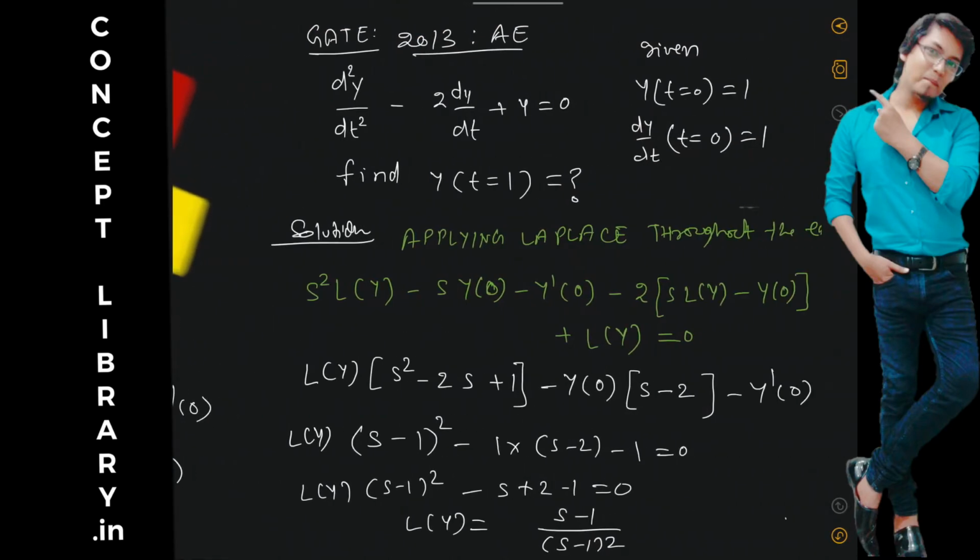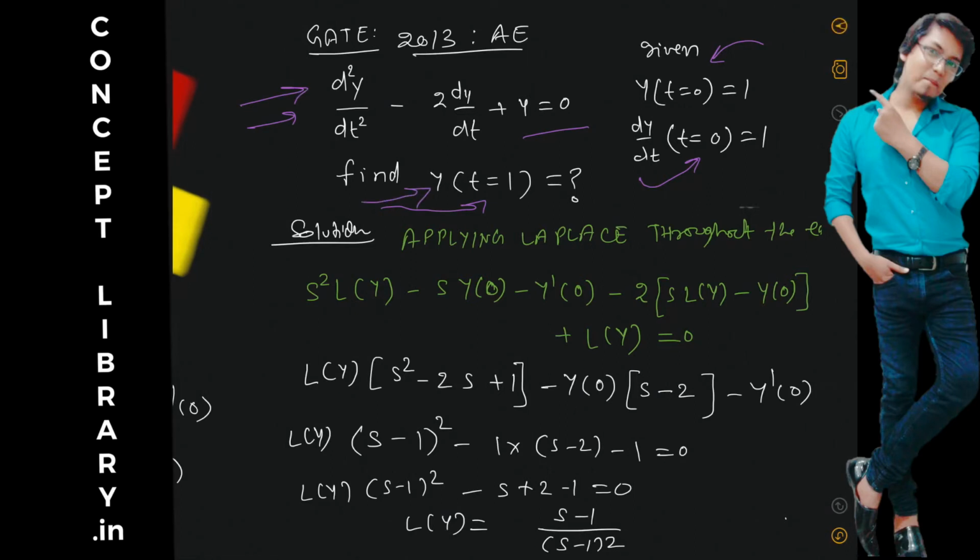First you see the equation. The question is given: d2y by dt square minus 2 dy by dt plus y is equal to 0, and the initial boundary conditions are given: y(0) is equal to 1 and y'(0) is also equal to 1. So we have to find out y at t is equal to 1. It means a differential equation is given and we have to find out the solution, right?